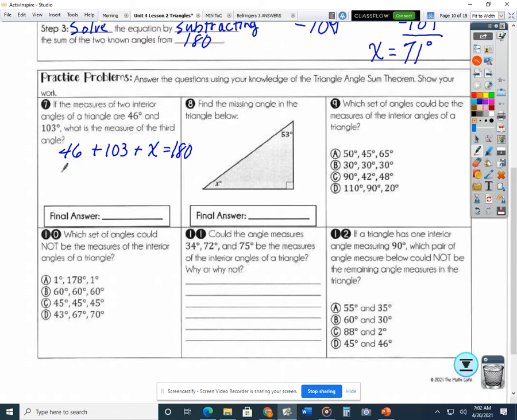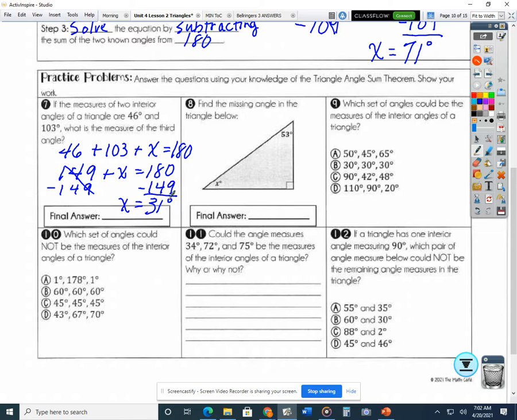My next step is to combine our constants here. 46 plus 103 is equal to 149, keeping the rest of our equation. And now to isolate our variable X, we need to do our inverse operation and subtract 149. We do it from one side, we have to do it from the other side. We are left with X is equal to 31 degrees.